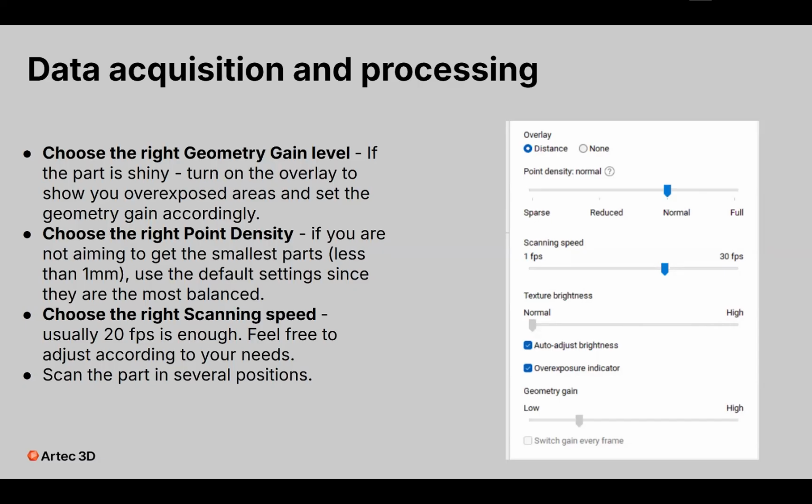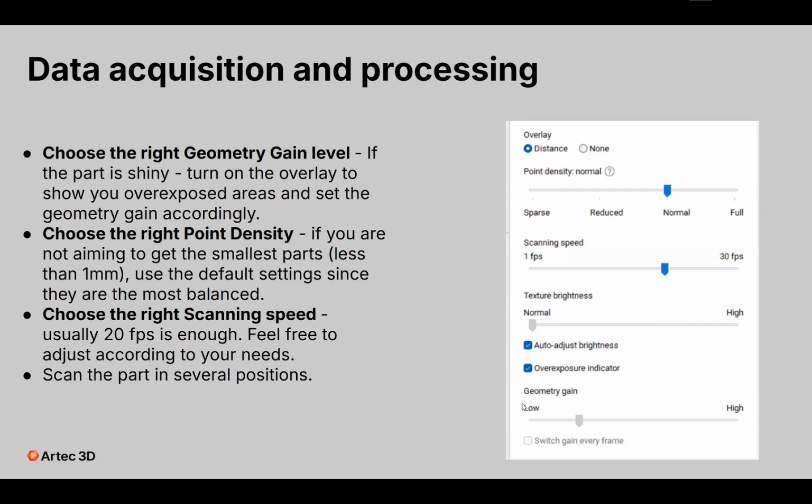Scanning speed, the next parameter. The maximum scanning speed is 30 FPS. I prefer to keep it around 20 FPS, but again, it's purely the user's preference. If you are moving the scanner pretty fast, then feel free to increase the scanning speed. On the other hand, if you are planning to scan slowly, then it is wiser to decrease scanning speed just to have more manageable data.